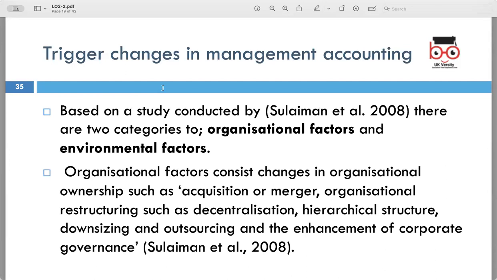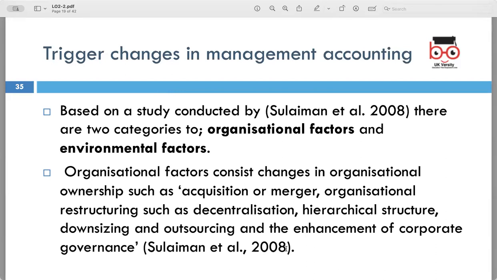Trigger changes in management accounting. According to the findings of a study carried out by Soloman et al., 2008, within the realm of organizational factors, there exist two distinct groups: aspects related to the environment, and changes in organizational ownership, such as acquisition or merger, as an example of organizational factors.